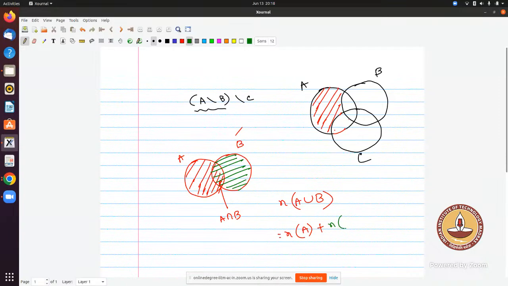So this is the cardinality of B. Now, if you see, I have counted this intersection region twice, while calculating A and while calculating B. So I have to subtract it once. That's how the first formula has come. Is it clear? Yes, I understood.